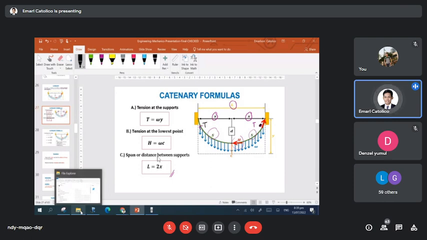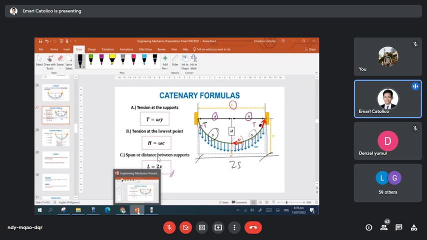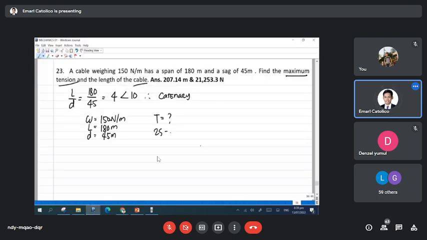Maximum tension and the length of the cable. Length of the cable is represented by S. Tama? Since dalawa yan, so kapag total, 2S. Okay? So T ang hinahanap and 2S. Total length of the cable. Okay.